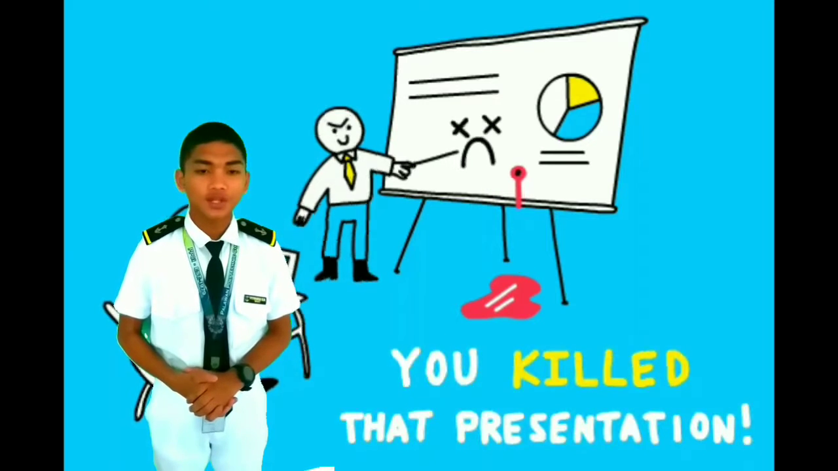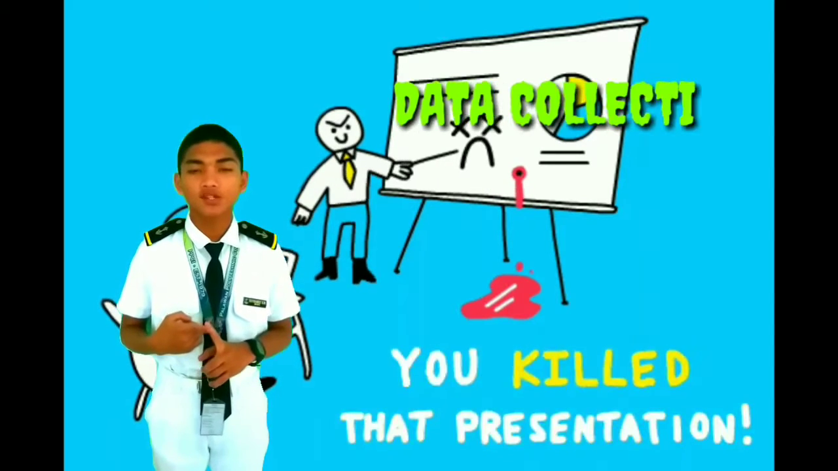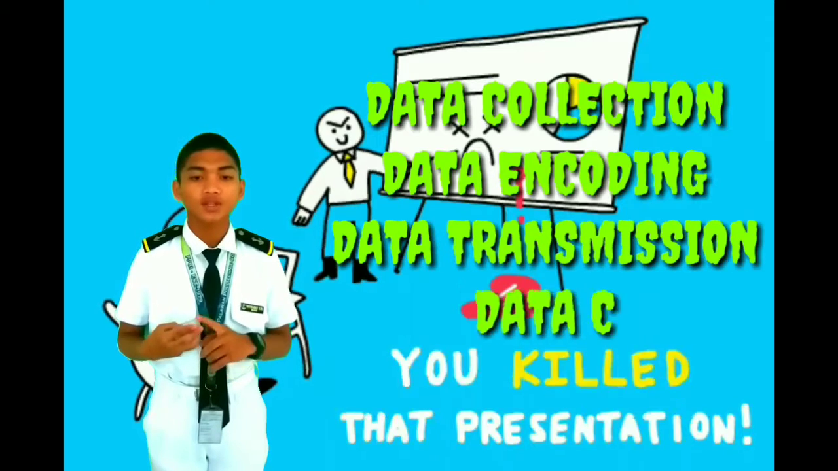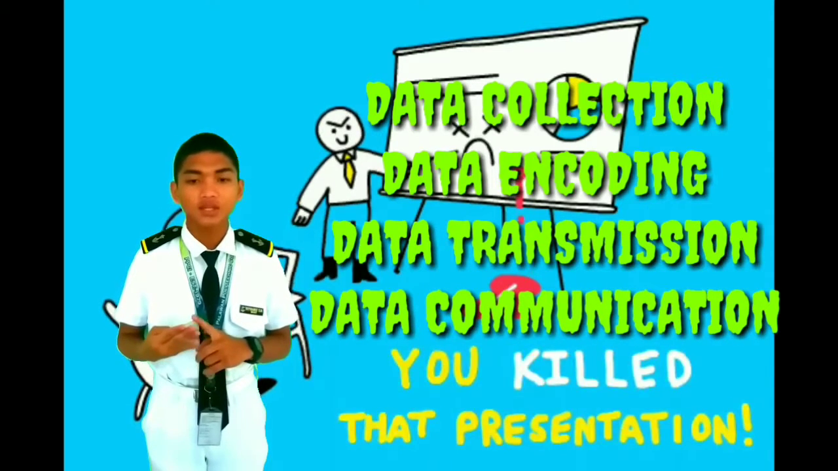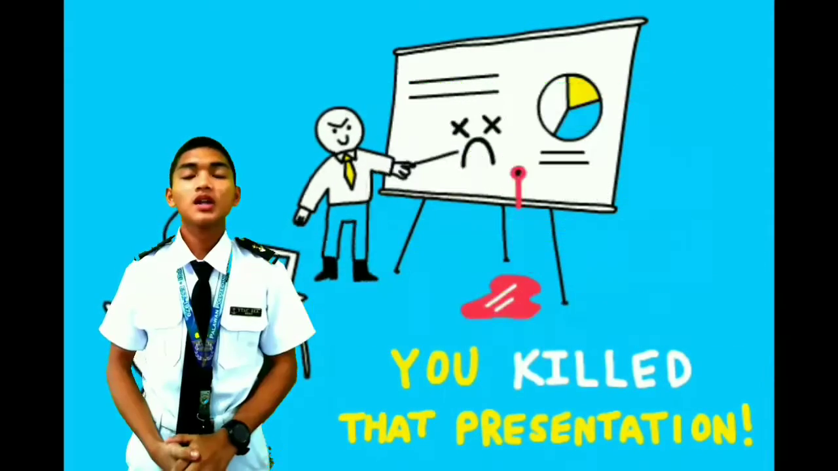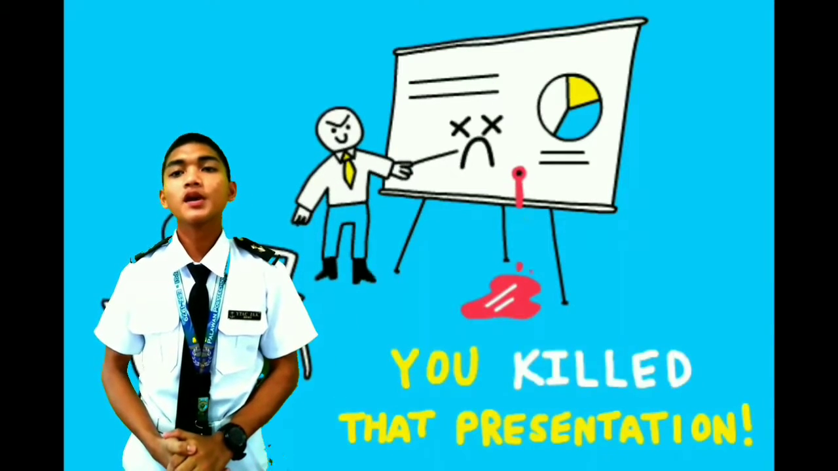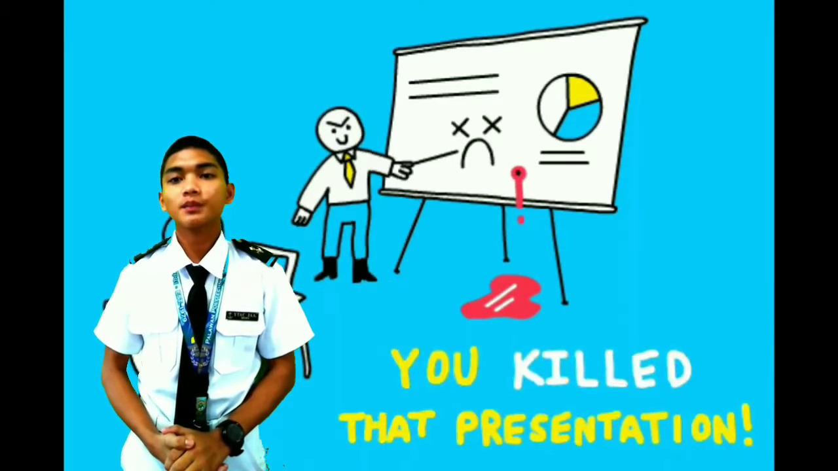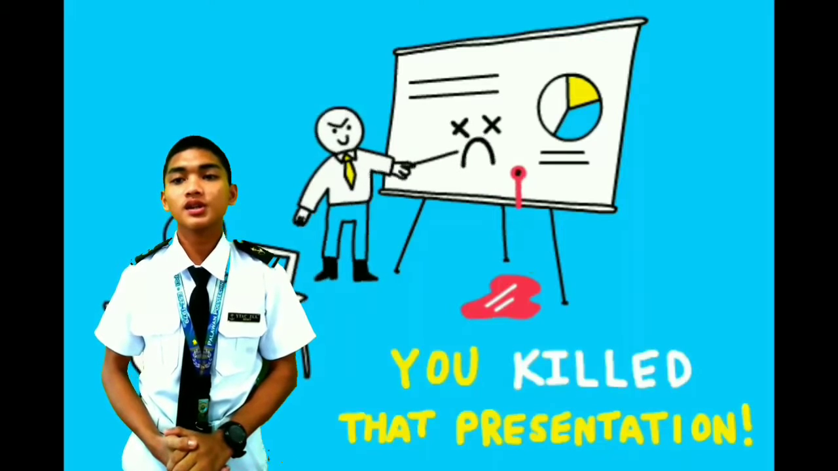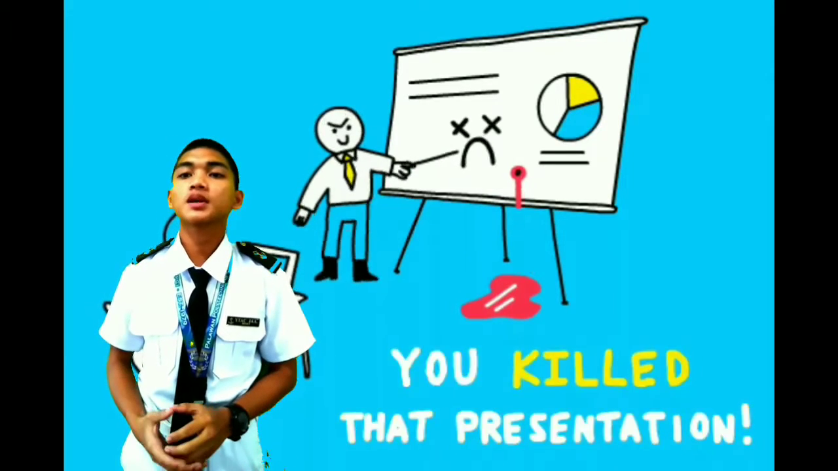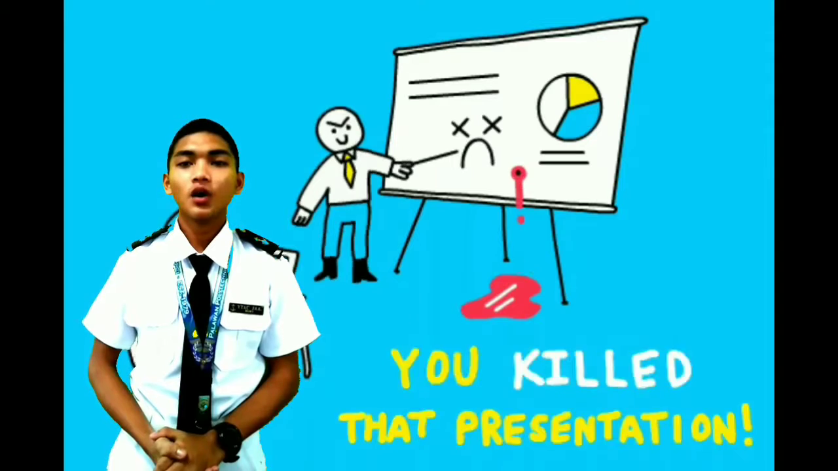Activities carried out in data input: first, data collection, then data encoding, third, data transmission, and lastly, data communication. Let's move on to the process. A process is a running program with which a particular set of data is associated so that the process can be kept track of. Third is the output.